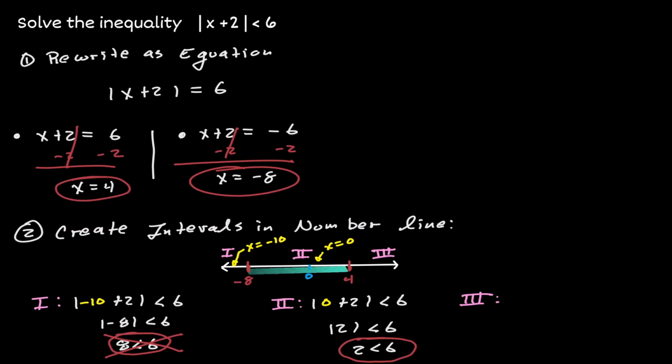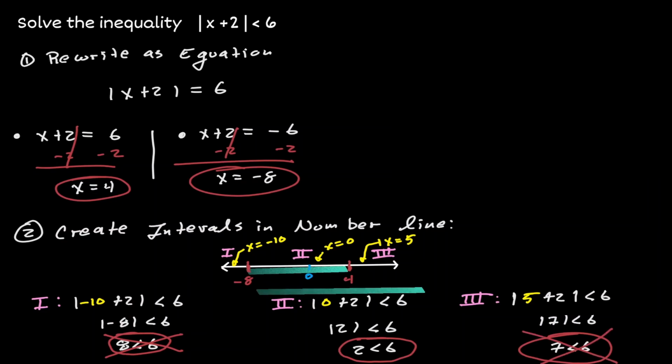Now let's test the third interval. Let's choose a number that is greater than 4. I'm going to choose 5. Now let's plug that value into our inequality and see if we end up with a true statement. Inside the absolute value, we get 7, and the absolute value of 7 is positive 7. Notice that the statement we got is definitely false. 7 is not less than 6.